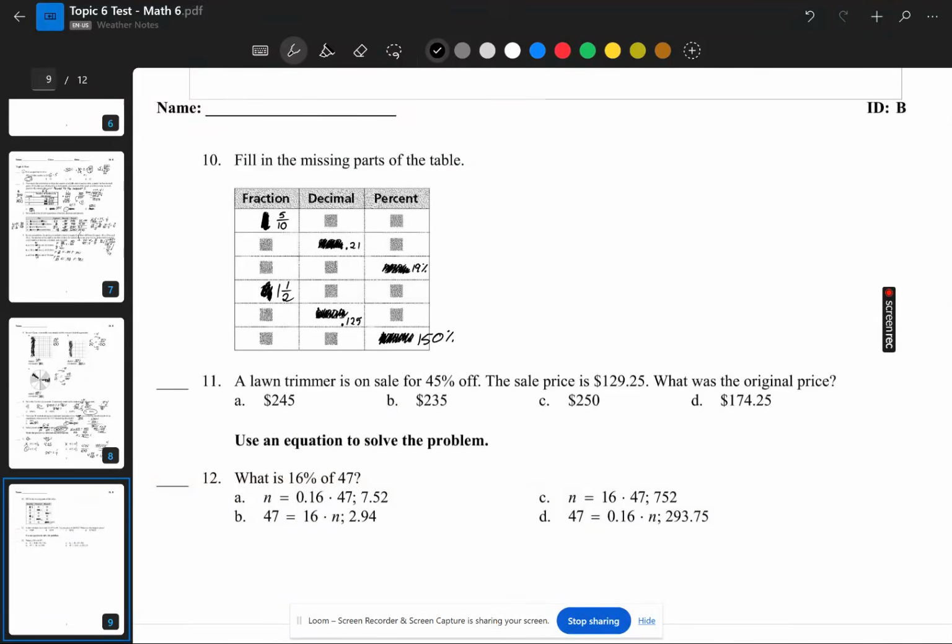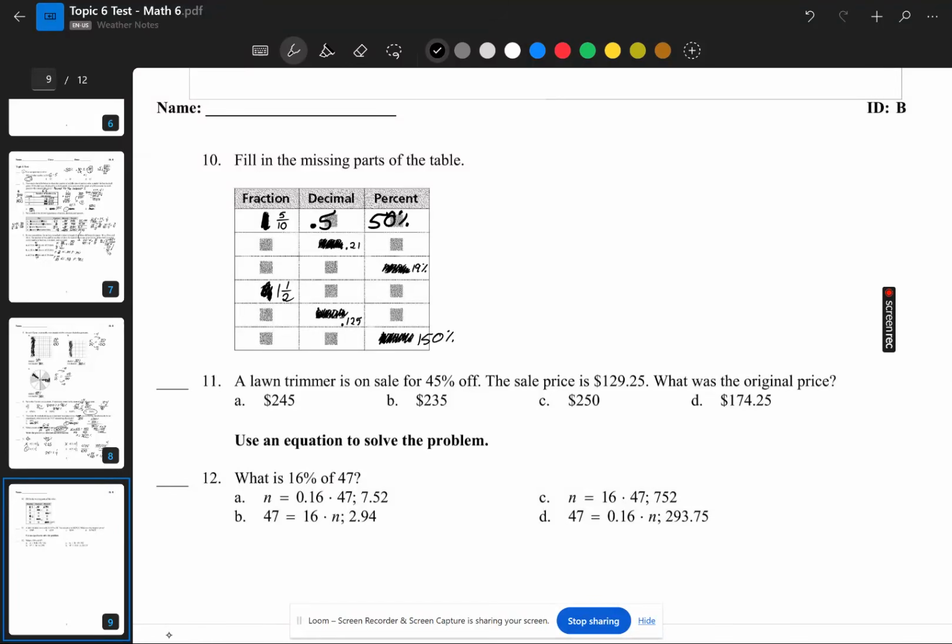Number 10, I'm going to go kind of fast because we did this in class together anyways. So if you don't have it done, it's because you weren't paying attention. But we did this in class. So number 10, fill in the missing parts of the table. 5/10 is the same thing as 0.5 or 50%.